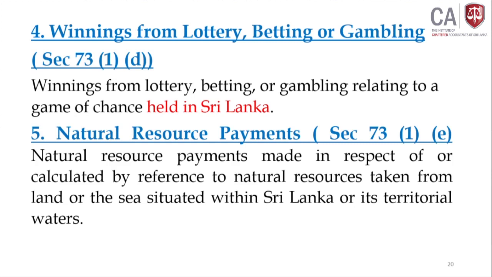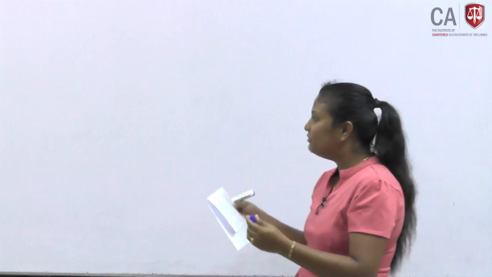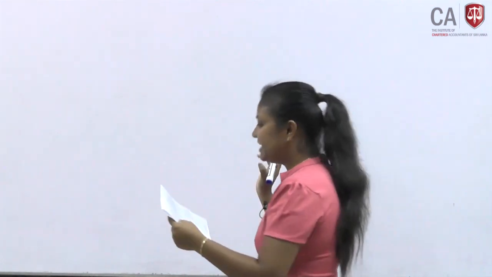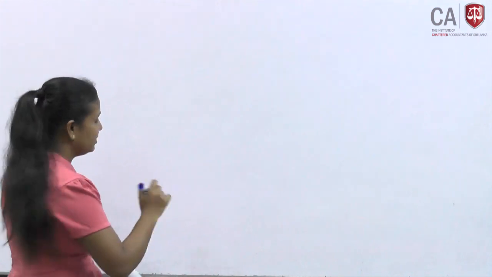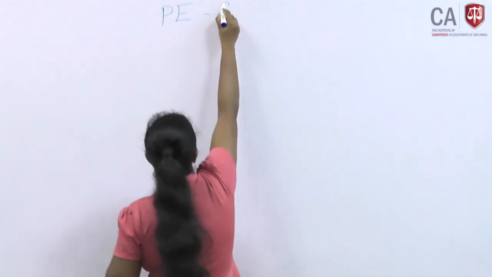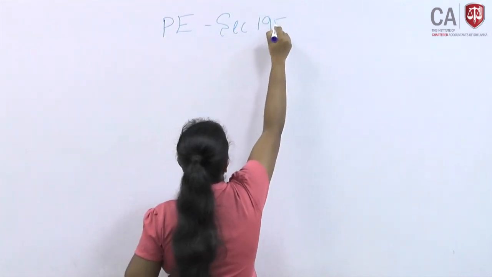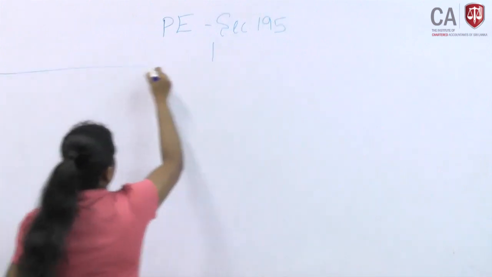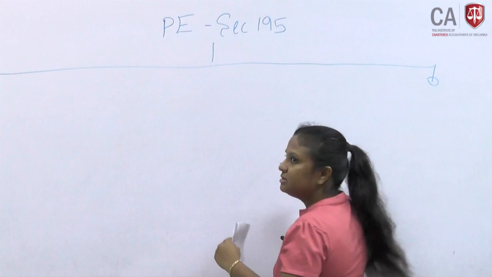Okay. Before we go to the next source of payment, since it is really important to know, I thought it's good to summarize the SLPE and the foreign permanent establishment. We will come to that part very quickly and then move to the next source of payment. Okay, now we will look at the definitions of SLPE and foreign PE. I am taking it as a PE, permanent establishment, under section 195. Under section 195, there are two kinds of PEs.